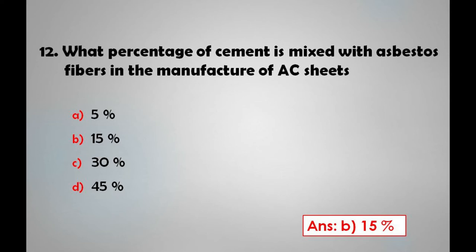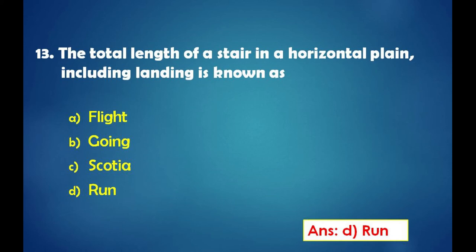sheets is 15%. The total length of a stair in horizontal plane, including landing, is known as A. Flight, B. Going, C. Scotia, D. Run. The answer is, the total length of a stair in a horizontal plane, including landing, is known as run.